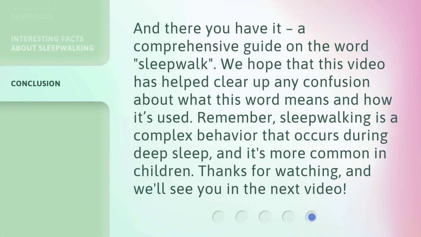And there you have it, a comprehensive guide on the word sleepwalk. We hope that this video has helped clear up any confusion about what this word means and how it's used. Remember, sleepwalking is a complex behavior that occurs during deep sleep, and it's more common in children.